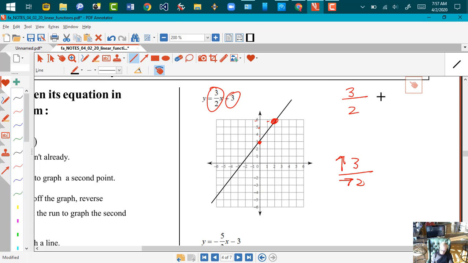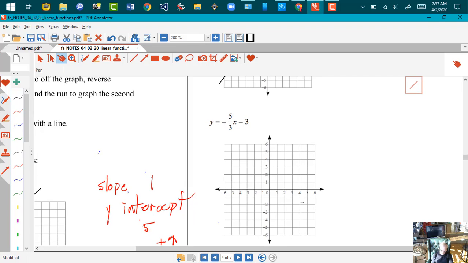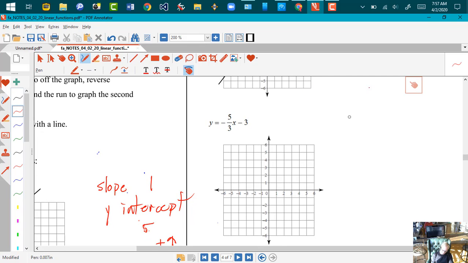All right, and then the next one has a slope of -5/3. So -5/3 is down 5 to the right 3, and my y-intercept is -3. So I start at -3, I go down 5 and to the right 3. Now, if your next point is going to be off the graph, like it will be in this case, instead of going down 5 and right 3, you can also go up 5 and to the left 3.